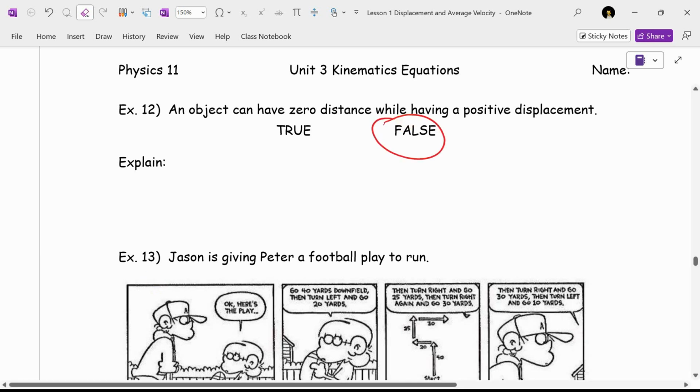Now, this one is a much tougher one to prove. All I can say is I can't think of an example that would make it true. Because if you have 0 distance, you haven't taken any steps. And if you haven't taken any steps, have you changed your position? No.